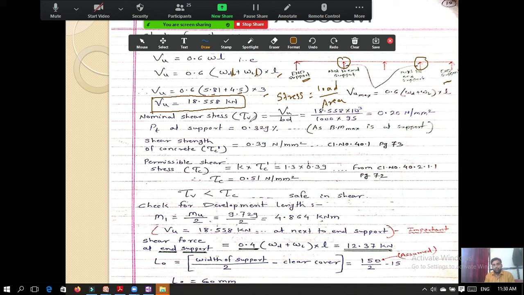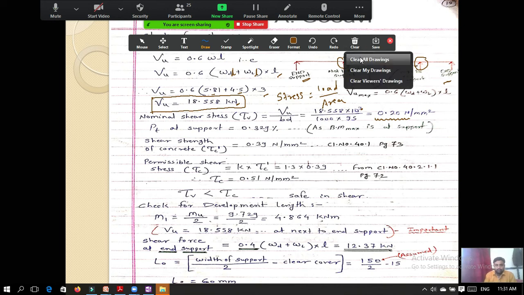So here the stress tau v is equal to Vu, the load meaning shear force, divided by the area, b into d. If you put the values, this is the shear force in kilonewton, so multiplied by 10 raised to 3. Then area b into d, b is 1000, d is 95. If you calculate this, you will get 0.2 Newton per mm square. This is your nominal shear stress.